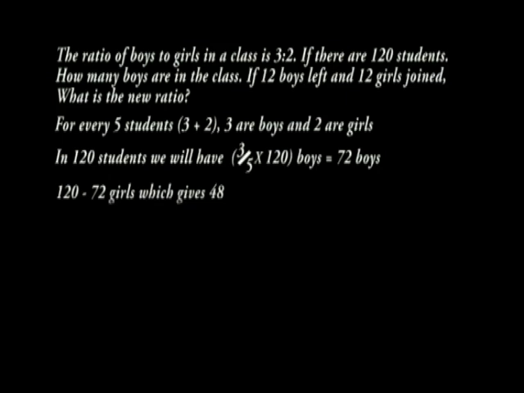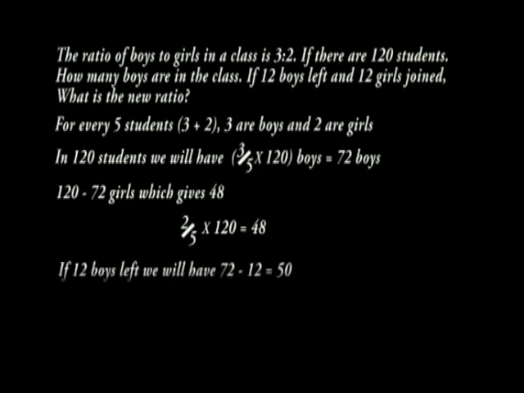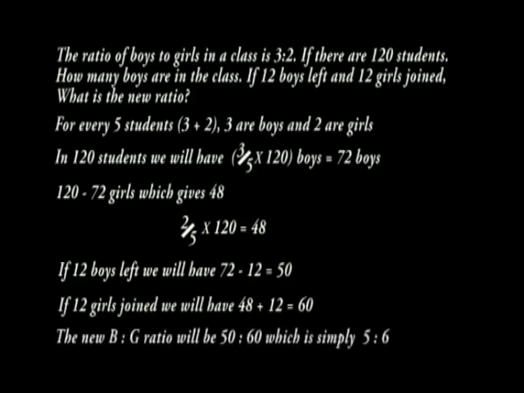You can still calculate it as 2 over 5 times 120. Now, if 12 boys left, we will have 72 minus 12, which is equal to 60. If 12 girls joined, we will have 48 plus 12, which is 60. The new boys to girls ratio will be 60 to 60, which simply means 1 to 1.